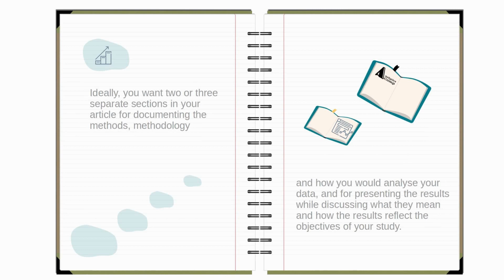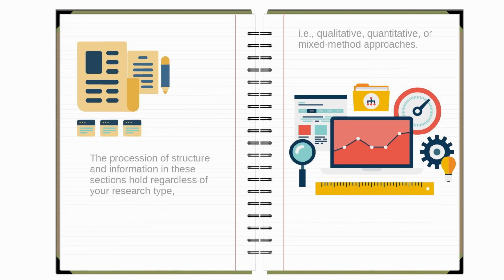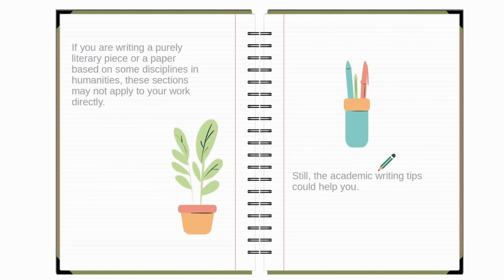Ideally, you want 2 or 3 separate sections in your article for documenting the methods, methodology, and how you would analyze your data, and for presenting the results while discussing what they mean and how the results reflect the objectives of your study. The precision of structure and information in these sections holds regardless of your research type, for example, qualitative, quantitative, or mixed method approaches. If you're writing a purely literary piece or a paper based on some disciplines in humanities, these sections may not apply to your work directly. Still, the academic writing tips could help you.